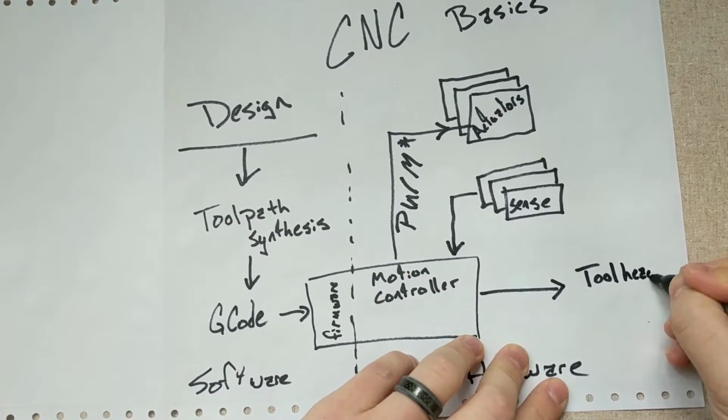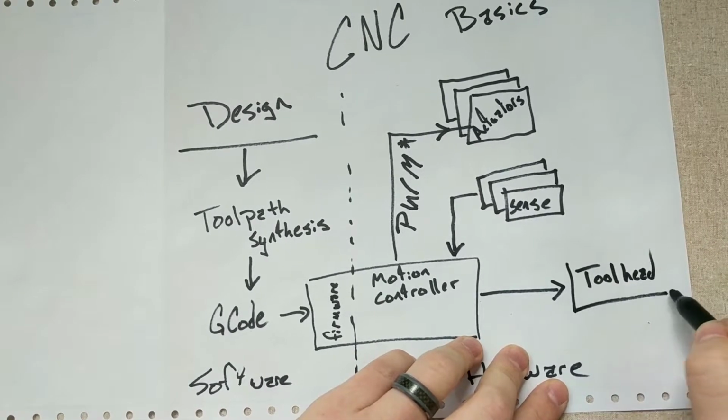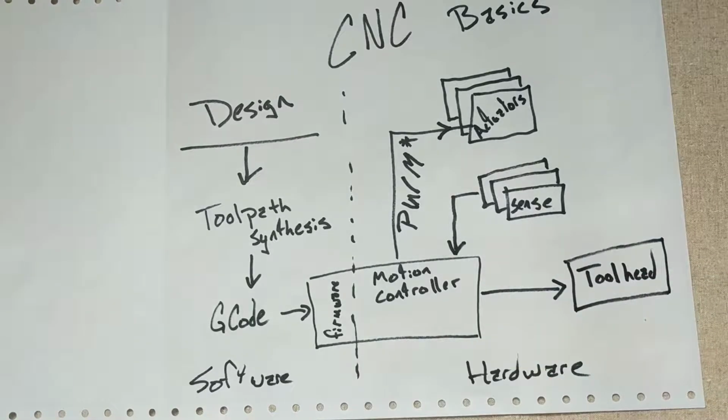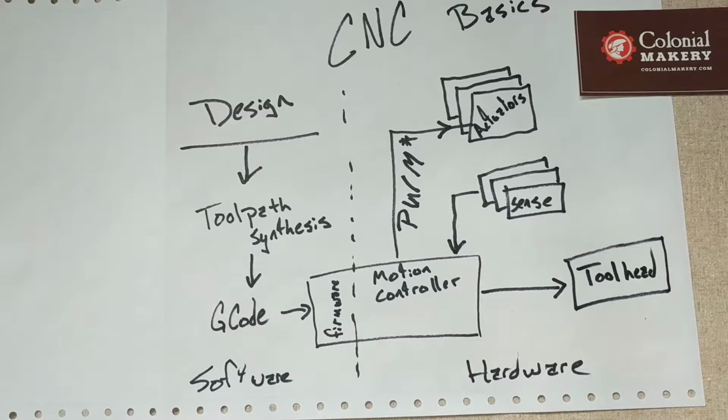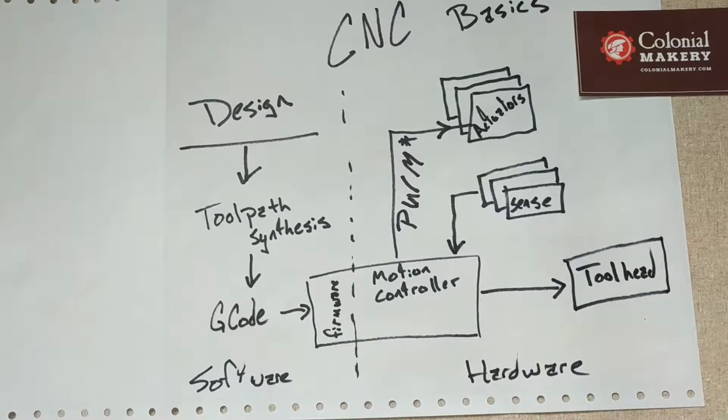And finally, we have the tool head of the machine. This could be a laser, it could be a 3D printer extruder, it could be a milling head. There's a large variety of different tool heads and different CNC machines. Alright, let's talk about the CNC software.